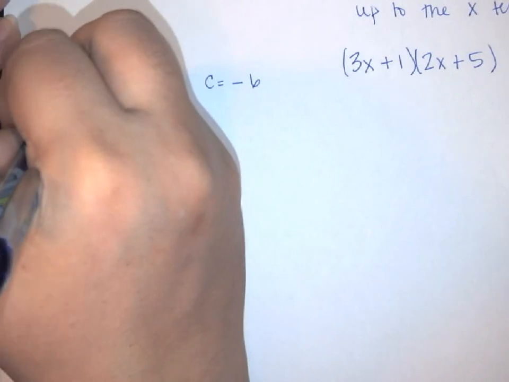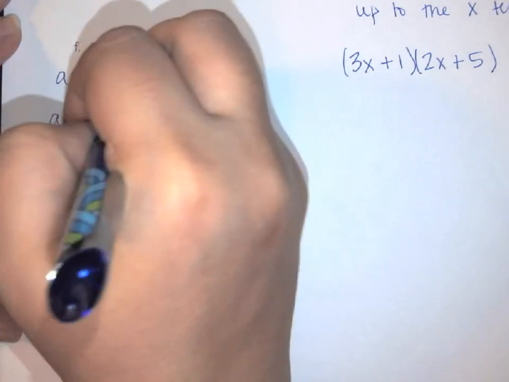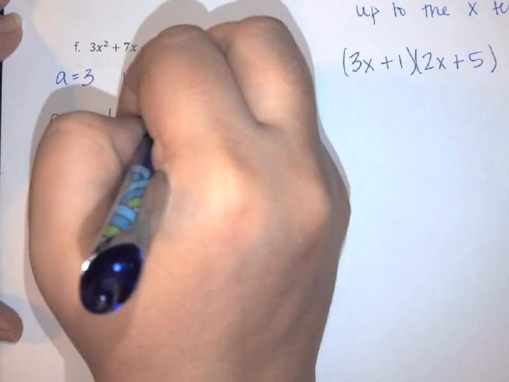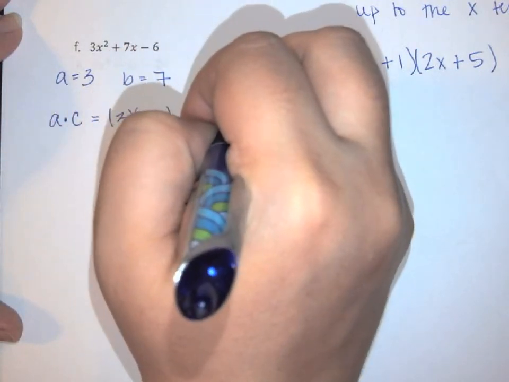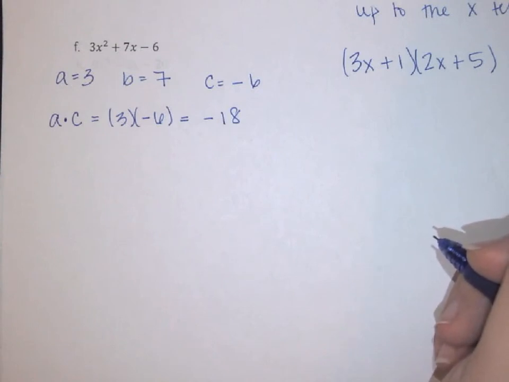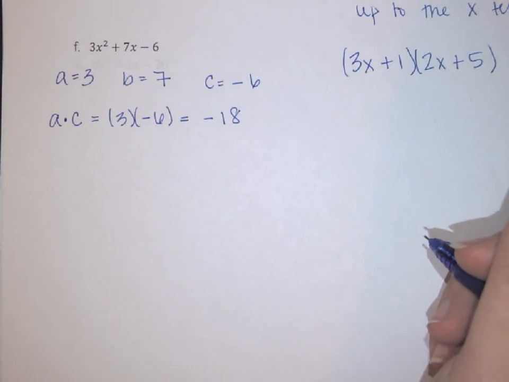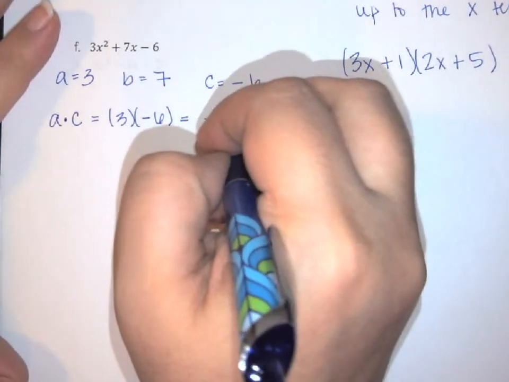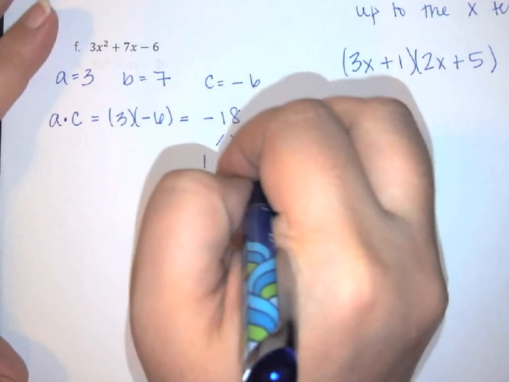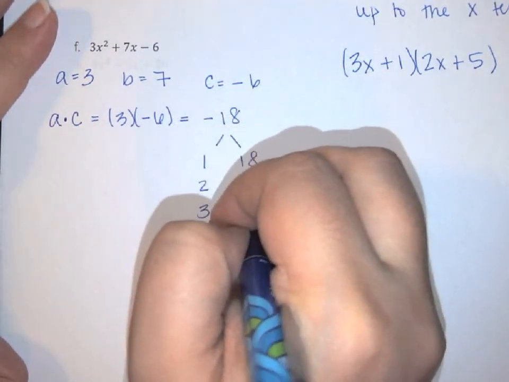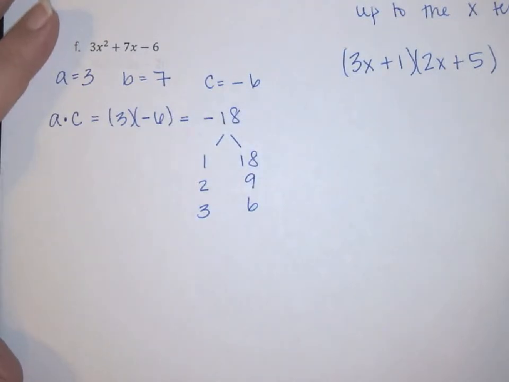Again, we start with a times c. My a was 3, my c was a negative 6, gives me a negative 18 as a result. Now I need factors that are going to give me a positive 7. So I have 1 and 18, 2 and 9, 3 and 6. That's what I'm looking at.